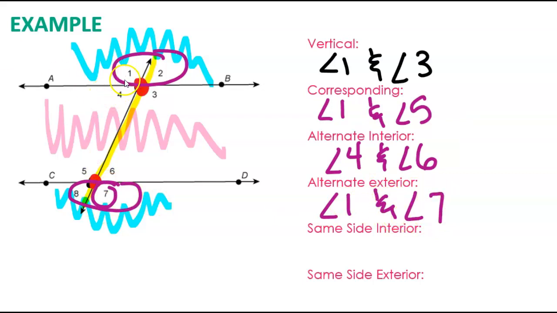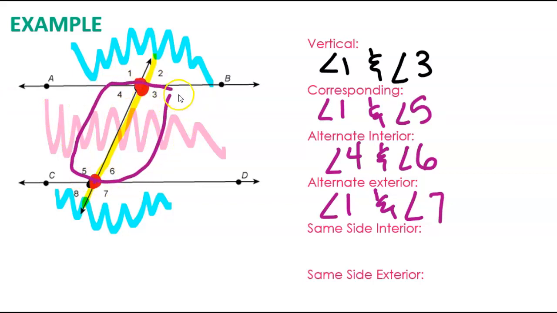Okay. The other pair would be like angle 2 and angle 6, right? Or I mean, I'm sorry, not 6, 8. So 2 and 8, okay? Last one is, or no, I'm sorry, we have same side interior. Okay, so again, we only care about the interior, but we want them to be on the same side of our transversal. So that would be angle 4 and angle 5. The other pair would be angle 3 and angle 6.